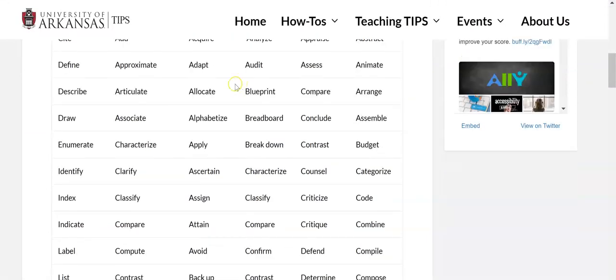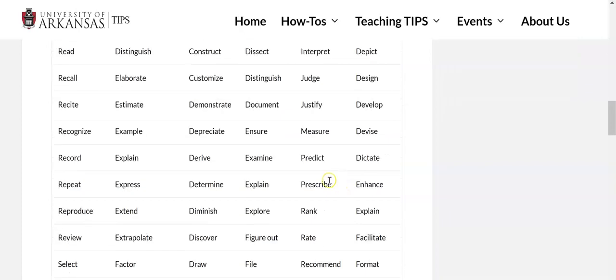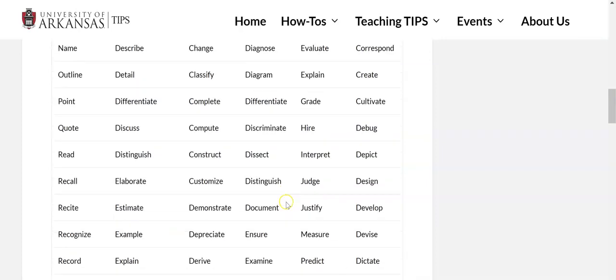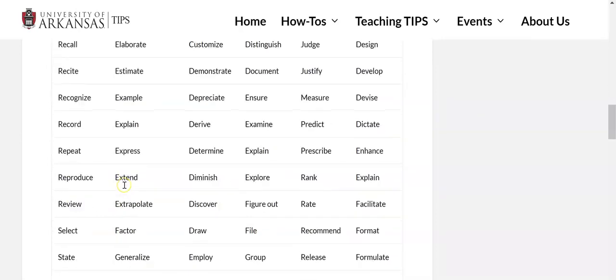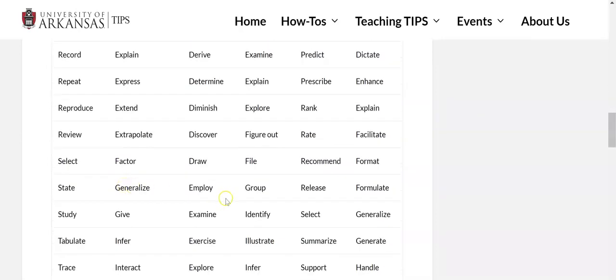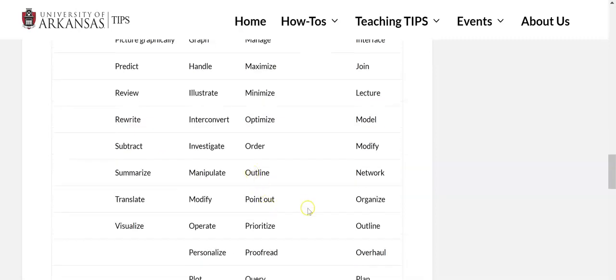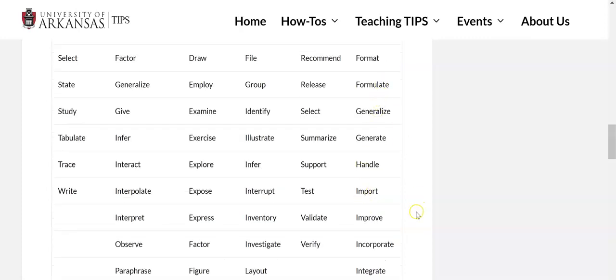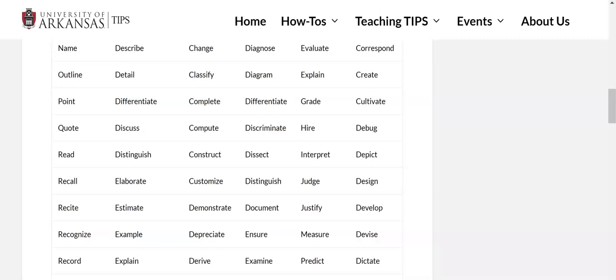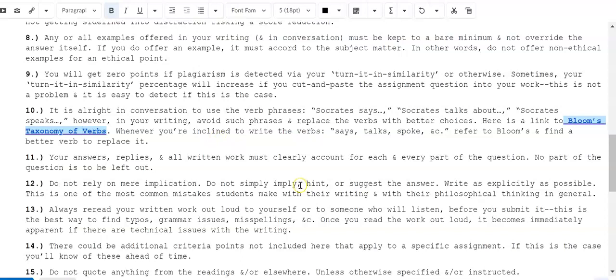Okay, and so Socrates compares, Socrates concludes. So instead of writing Socrates says, Socrates compares, Socrates concludes, Socrates interprets, Socrates recalls, Socrates employs, Socrates selects, Socrates verifies, Socrates outlines, Socrates points out, Socrates reviews, Socrates formulates, etc. Okay, so that's how you would use that. So whenever you're thinking says, turn to Bloom's taxonomy and see if there's a better verb you could replace it with, okay?